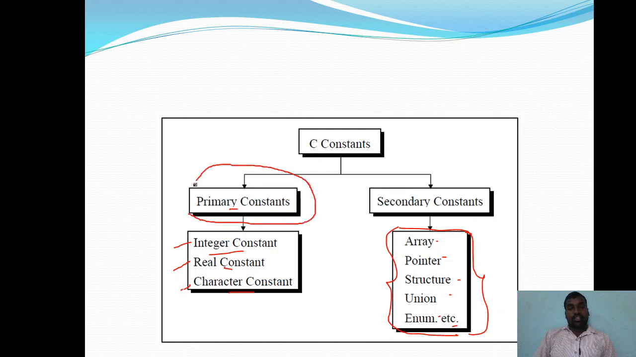Now we are restricting ourselves to discussing only primary constants, and we are not concentrating on the secondary constants. Why? Because these are advanced concepts. At the time of discussing arrays, pointers and structures, we are going to discuss those secondary constants in their respective sessions. Now coming to the primary constants, these are the basic constants supported. It includes integer, real constants or float constants, and character constants.